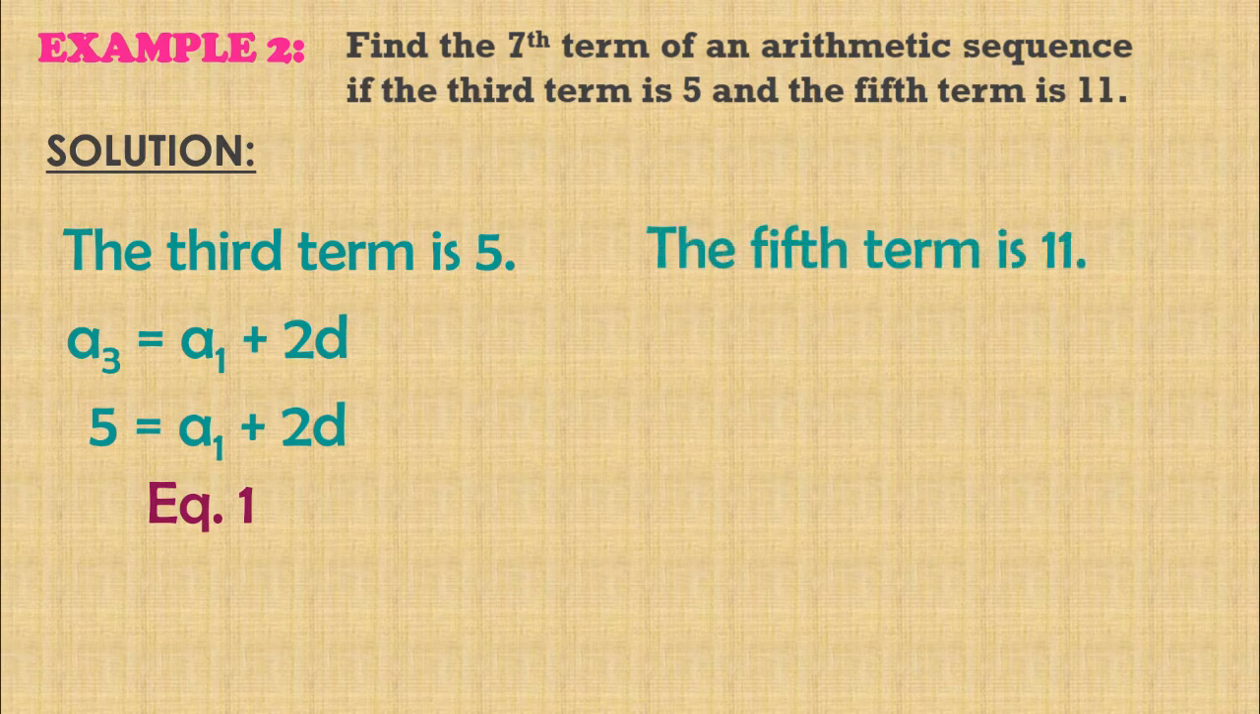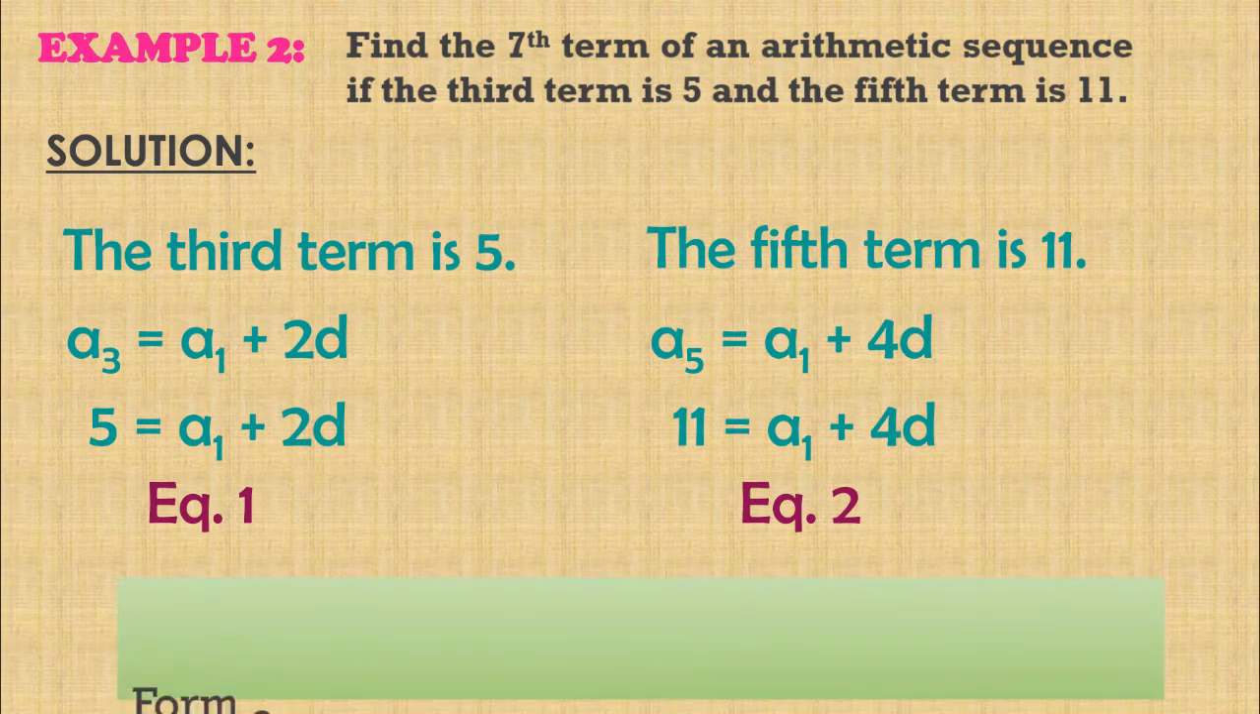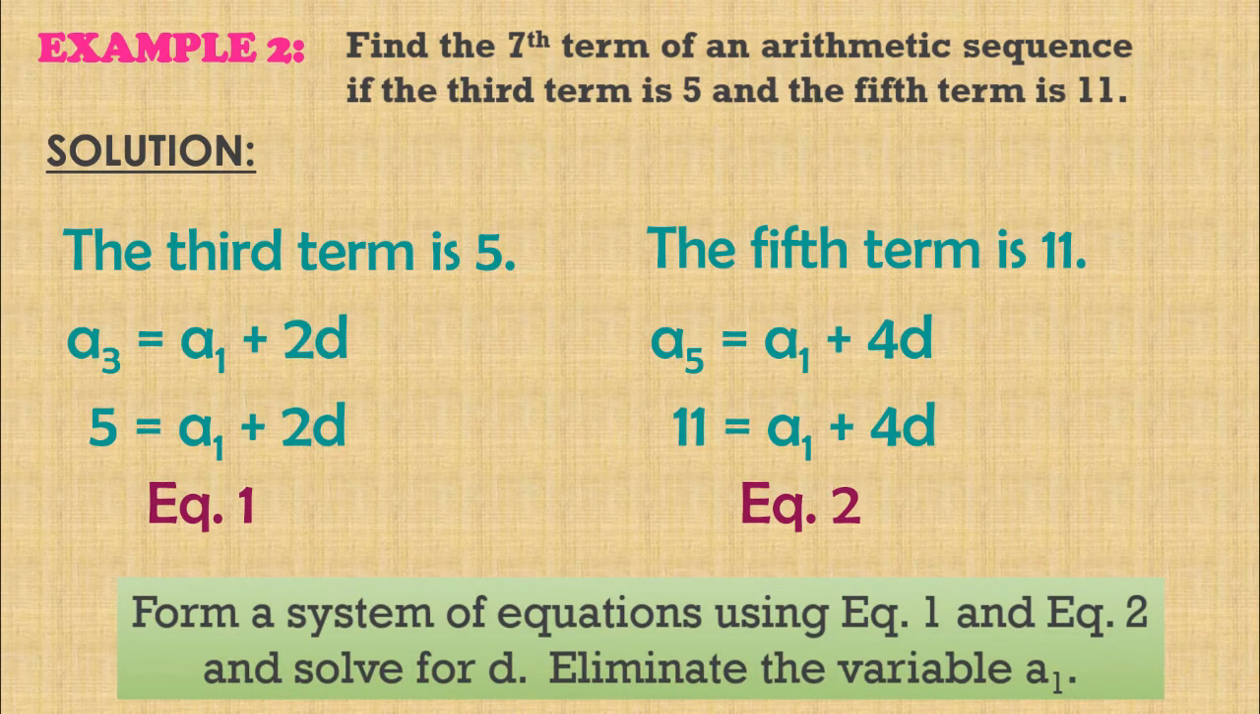Next, we're also given the fifth term. So the fifth term here is 11. And so we can use this formula, a sub 5 equals a sub 1 plus 4d. Replacing a sub 5 by 11, we have this equation. 11 equals a sub 1 plus 4d. And let's call this equation number 2. So here we have two equations. Next is form a system of equations using equation 1 and equation 2 and solve for d. Then eliminate the variable a sub 1.